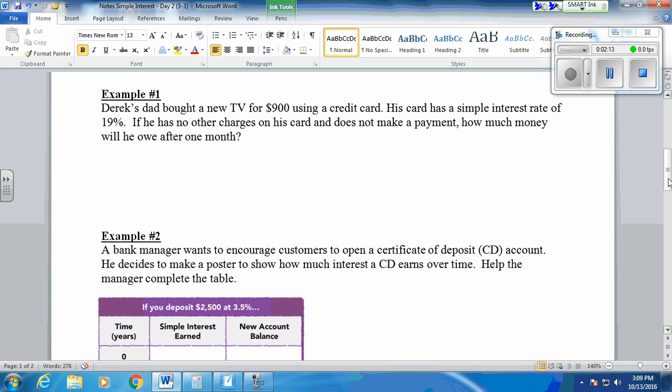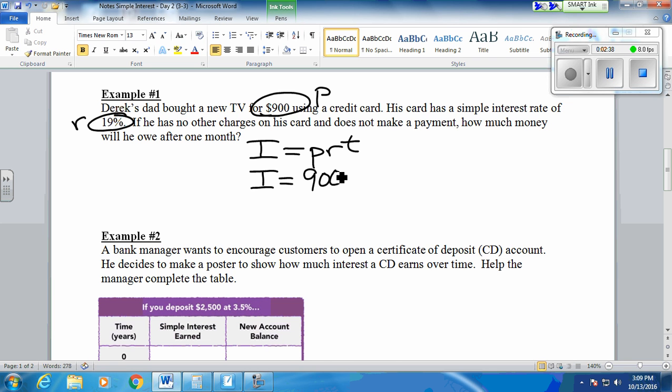So what he purchased the TV for, that is going to be your principal. The interest rate is 19%, which is technically 19/100 if you want to remove the percent sign. So we have I equals PRT. We don't have the amount of interest. We have the principal, though, of 900. We have our rate of 19/100. And our time, at first glance, you might say, well, I don't even have a time. But they're saying after 1 month, so that is our time.